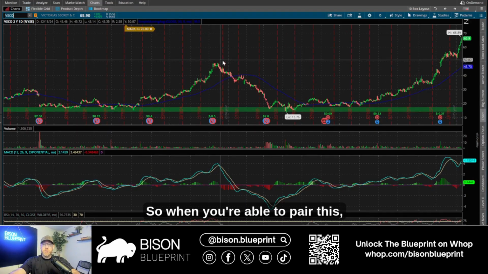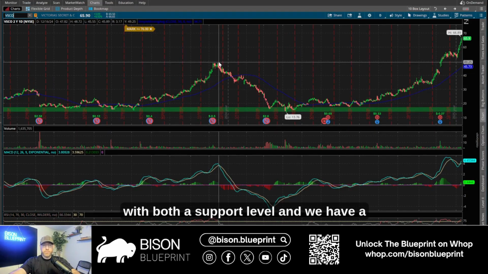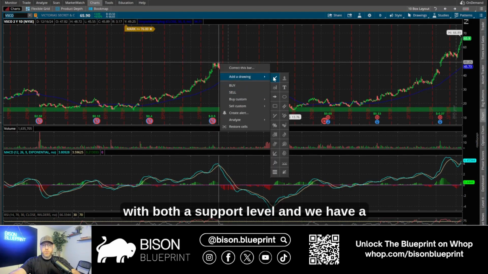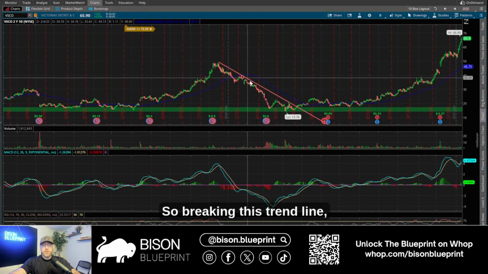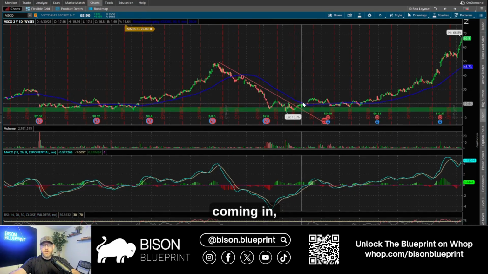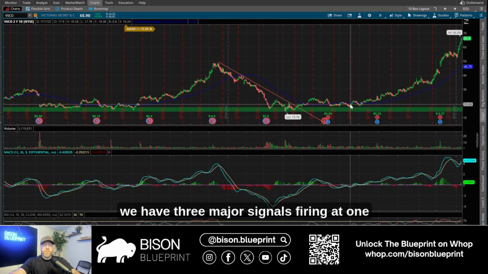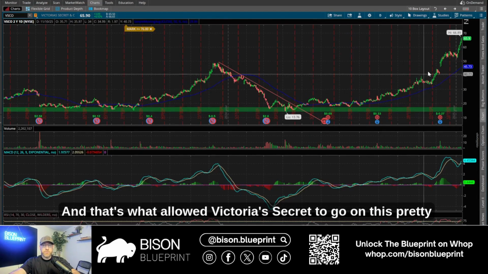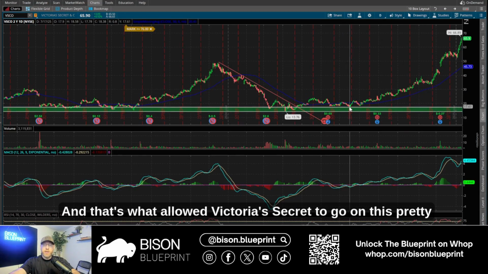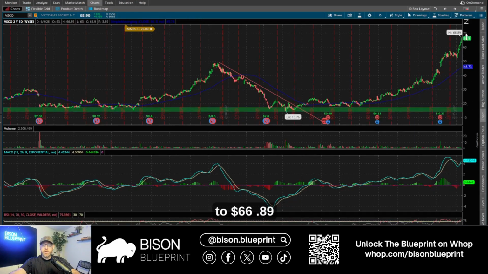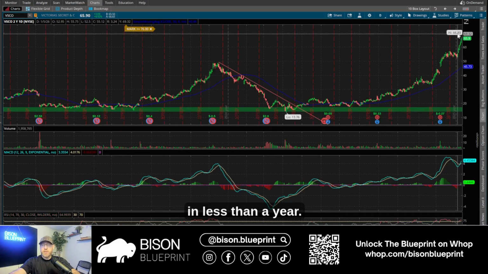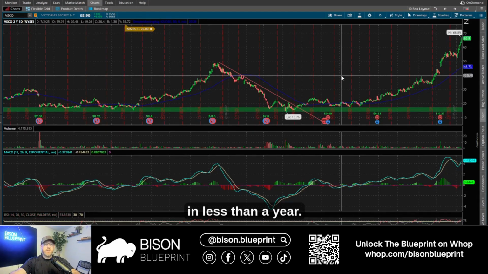So when you're able to pair this with both a support level, and we have a pretty obvious change in character here, so breaking this trend line, coming in, retesting, MACD cross. We have three major signals firing at one time. And that's what allowed Victoria's Secret to go on this pretty epic run from $13 to $66.89 in less than a year.